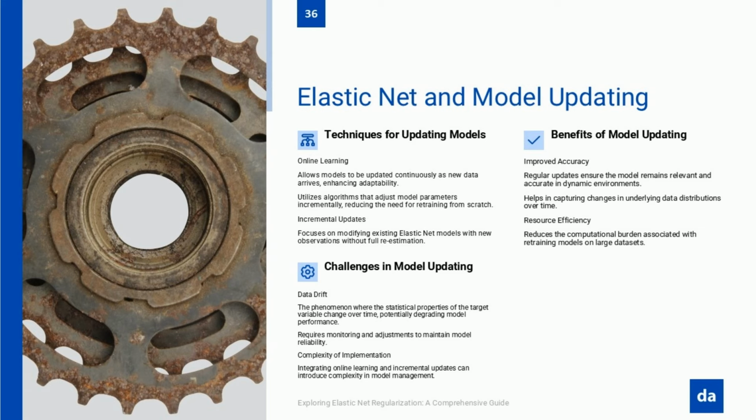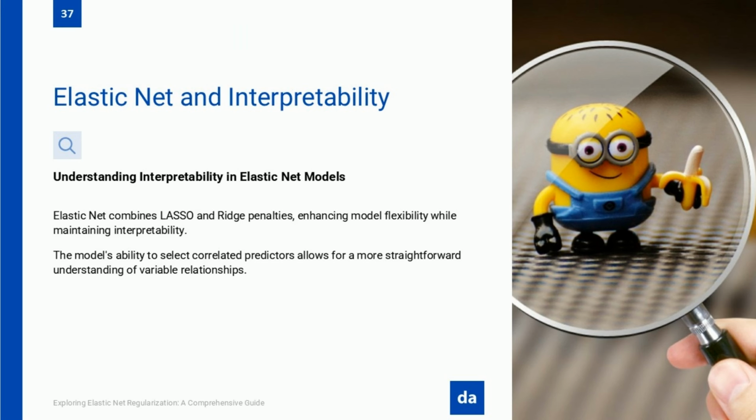Now that we've covered model maintenance, let's talk about how Elastic Net enhances model interpretability, ensuring that decision makers can trust and act on its predictions. A model isn't useful if people don't understand how it works. One of the biggest strengths of Elastic Net is that it's highly interpretable compared to black box models like deep learning. But even though it provides readable coefficients, we still need to explain its decisions clearly to stakeholders, business leaders, and non-technical users.